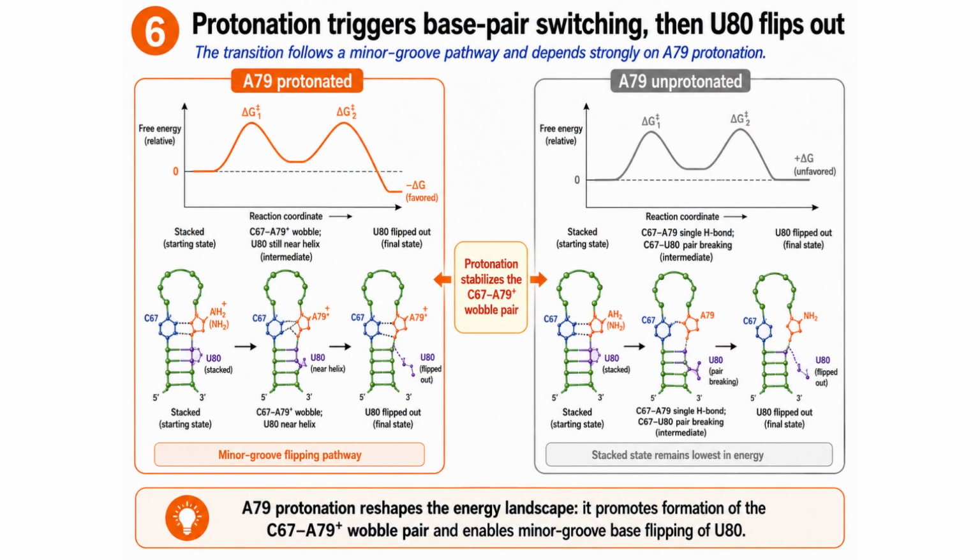When A79 is protonated, the transition begins with base pair switching. The C67•U80 pair breaks and the C67 A79+ wobble pair forms. Then U80 flips out through the minor groove. When A79 is not protonated, U80 can still explore flipping motions, but the stacked C67•U80 state remains the lowest energy state.